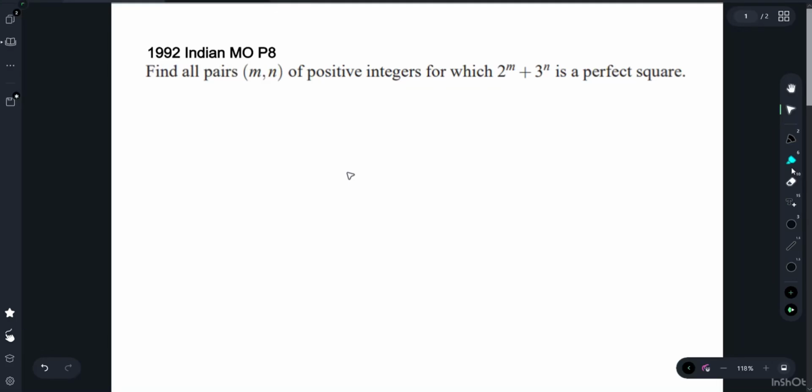Hello guys, today we'll be going over the 1992 Indian Math Olympiad problem 8. Find all pairs m, n of positive integers for which 2^m + 3^n is a perfect square. Okay, so let's get into it.